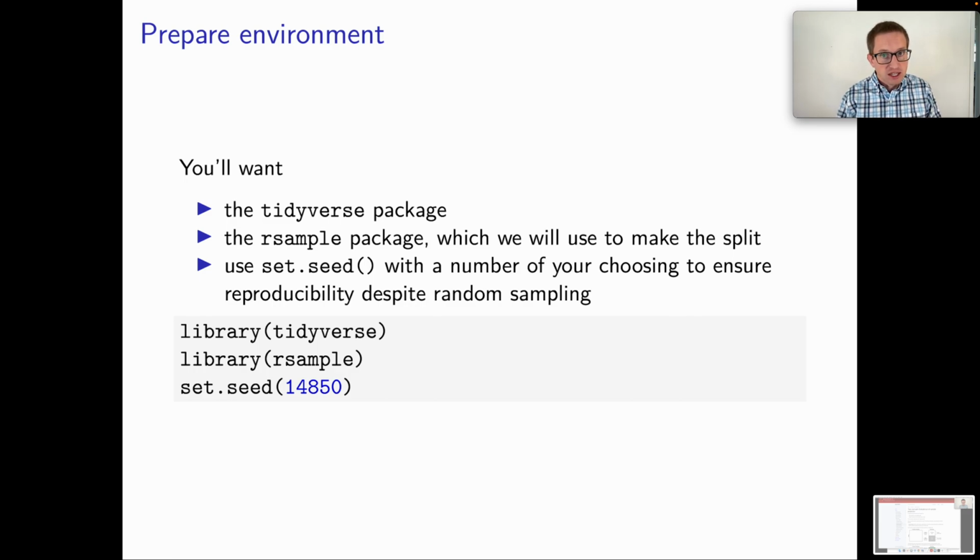So we're going to ultimately randomly assign cases to be part of the train or the test set, but you want to get the same answer every time you run your code. So by setting the seed at the top of your code with some number you choose, then you know that every time you run that code, the random numbers will be the same, and thus you'll end up with the same result each time.